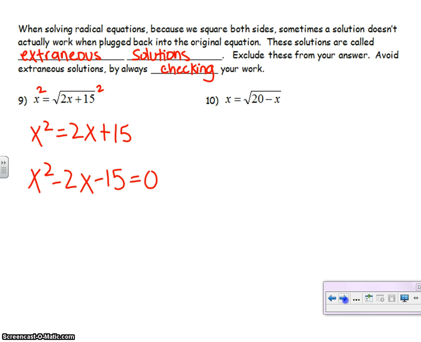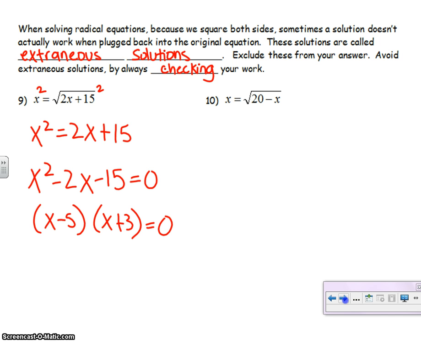If you want to use the quadratic formula, you can. If you want to graph it, that's fine. If you want to complete the square, that's fine. But hopefully this is one that's easy for us to factor. What factors of 15 add up to 2? And so this is going to factor to x minus 5 times x plus 3. This is going to give us our two solutions.